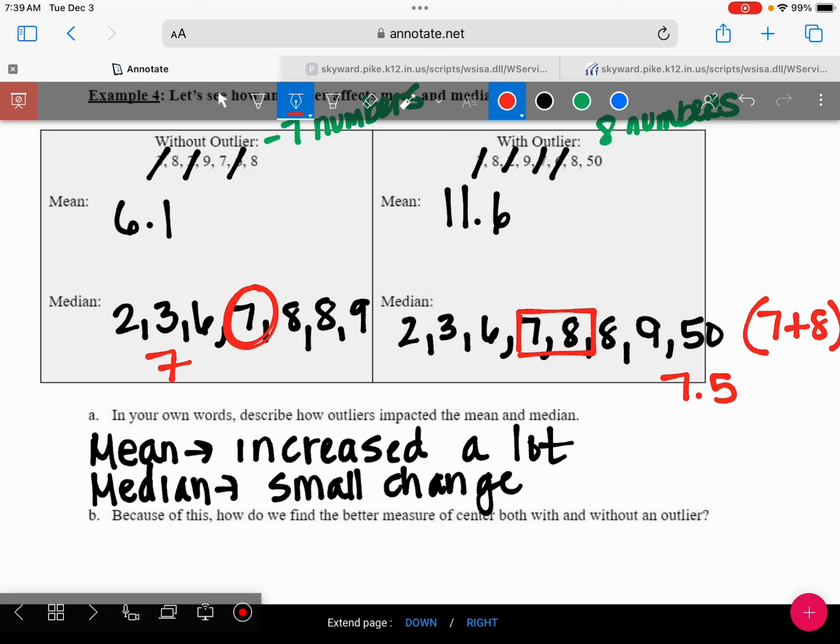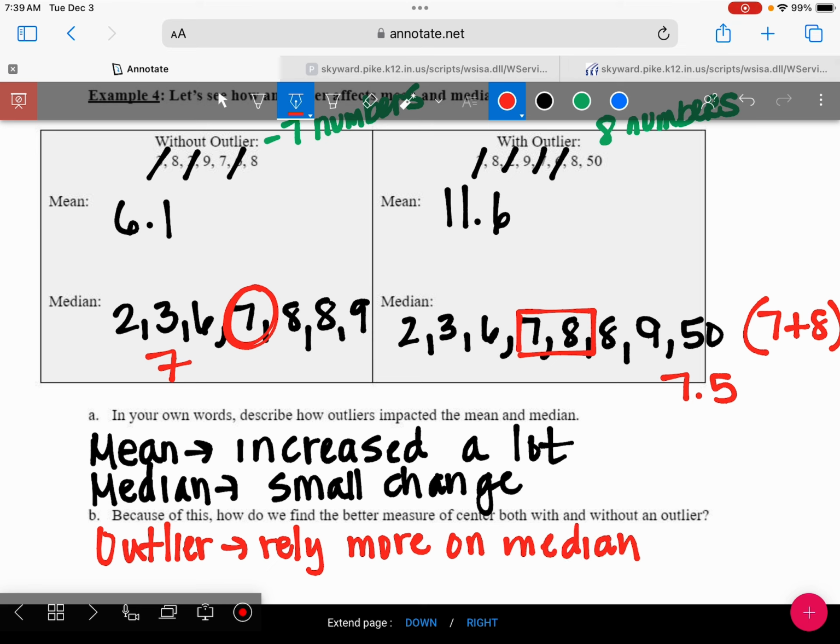So if you have an outlier, we're going to rely more on the median, because an outlier doesn't significantly impact the median. But if there is no outlier, we're going to rely more on the mean. That is a quiz question.